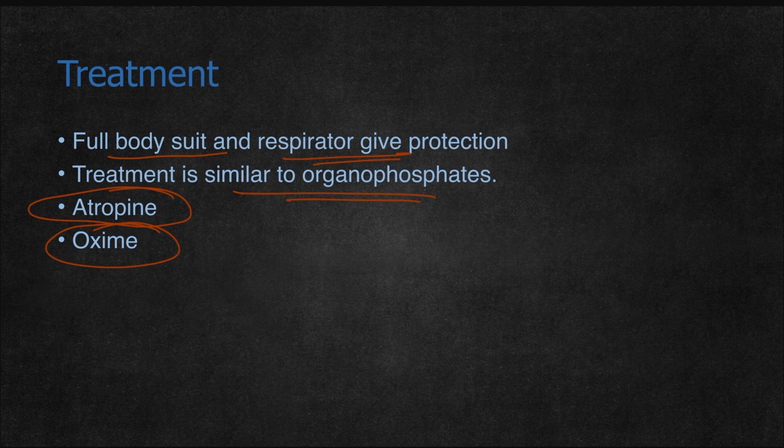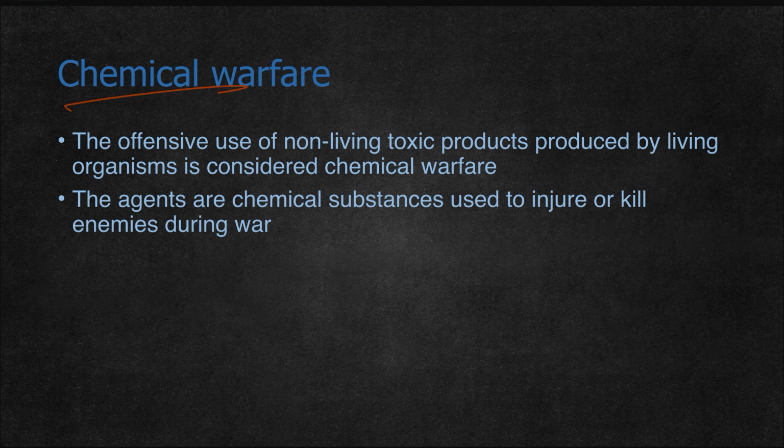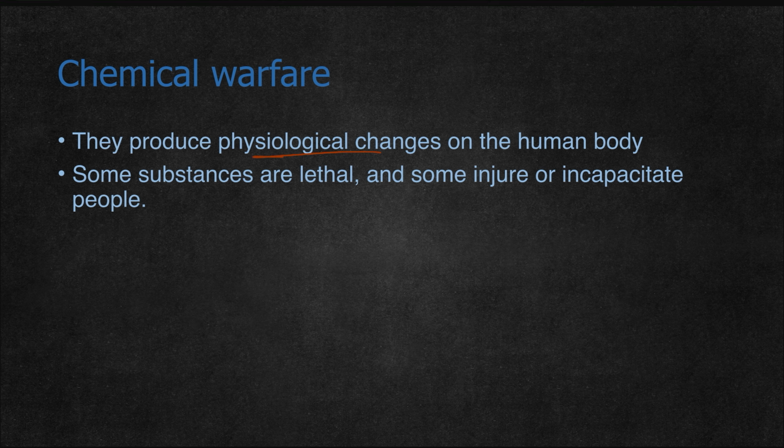Come to the different types of warfare which are used commonly. First is chemical warfare. Here the offensive use of toxic chemical products is considered chemical warfare. The agents are chemical substances used to injure or kill the enemies during war. They produce physiological changes in the human body. Some substances are lethal, some injure or incapacitate people. So based on which chemical is used, they can either cause death or just some form of injury.